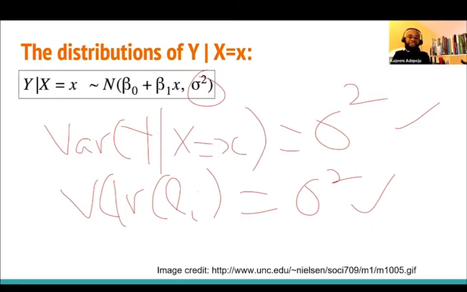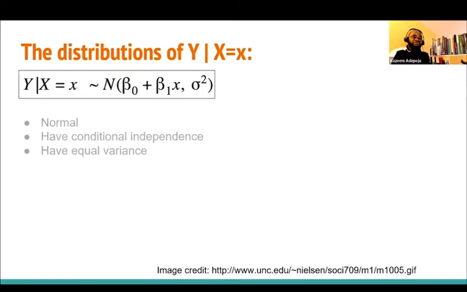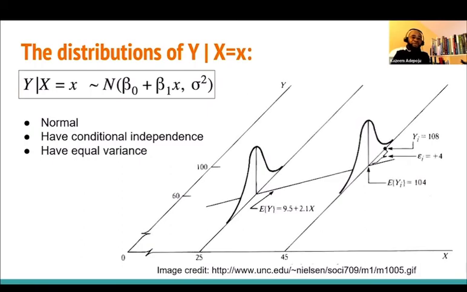And that's what we expect. We expect them to have the same variance, constant variance. But you know what? They have a different mean. Don't forget, the mean of the error is 0, but the mean of y given X equal to x is beta naught plus beta 1 x, which is the deterministic part of the linear regression model. Therefore, the conclusion we can make about the distribution of y given that big X equal to small x is that it is going to be normal. Look at that big N, with conditional independence and equal variance as well. So that is the conclusion that we can make.